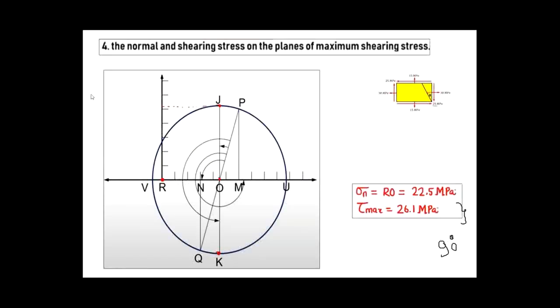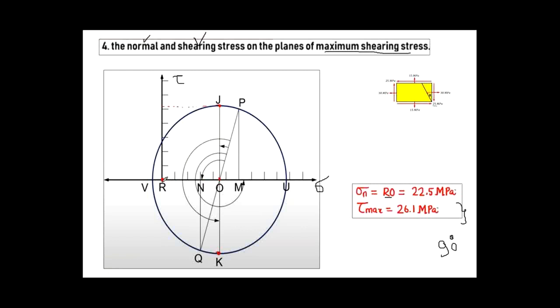Then normal and shearing stress on the planes of maximum shearing stress. So these are the planes of maximum shear stress. आता तुम्हाला normal stress आणि shearing stress काढायचा आहे. So tau max हा maximum shearing stress आला. आता तुम्हाला normal stress काढायचा आहे. O2R is the shearing stress. R2O is the normal stress because it is the sigma plane and this is the tau plane. So sigma plane and tau plane.